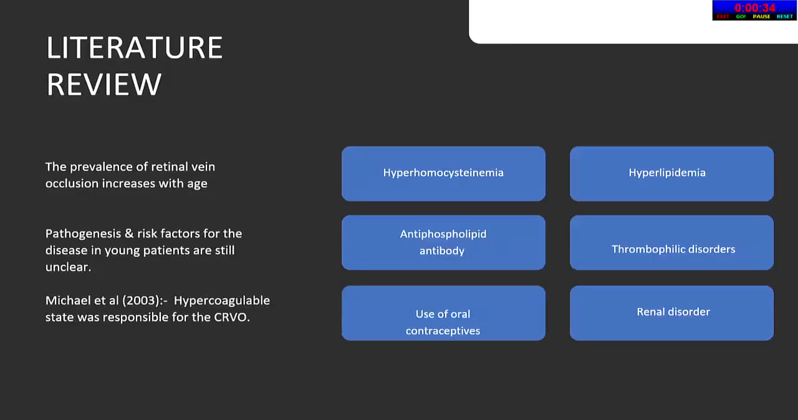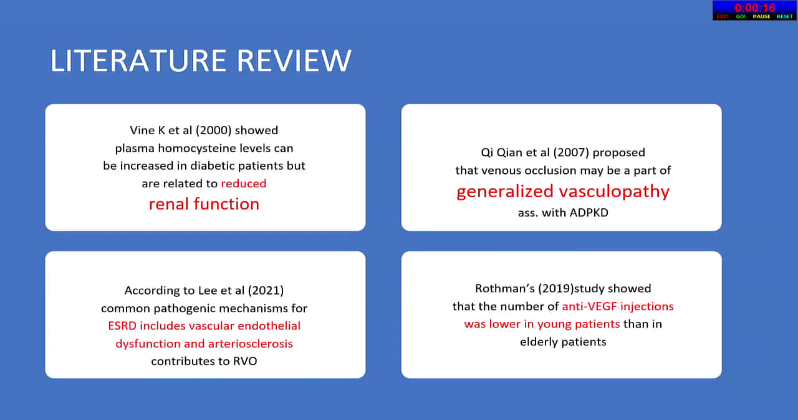The review of literature suggested that the prevalence of retinal vein occlusion increases with age, whereas the pathogenesis and risk factors in young patients are still very unclear. A few studies show that a hypercoagulable state was responsible for central retinal vein occlusion. One study done in 2000 showed that plasma homocysteine level is increased in diabetic patients but is more related to reduced renal function.